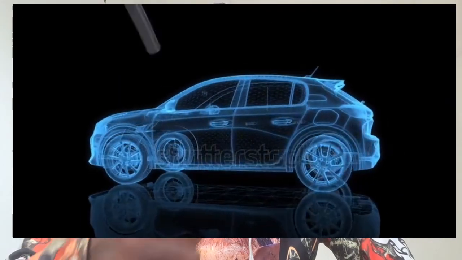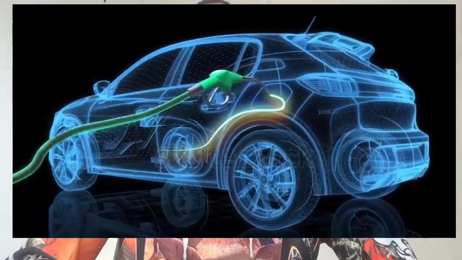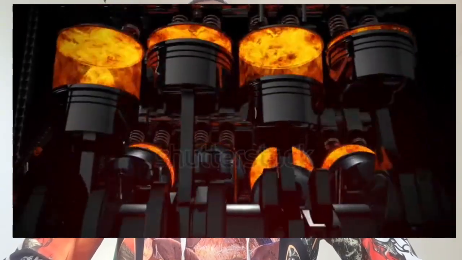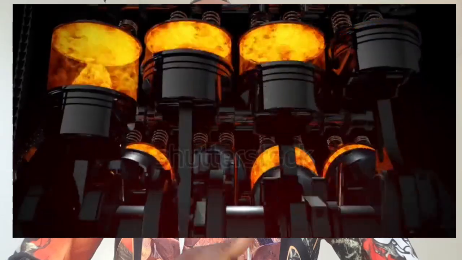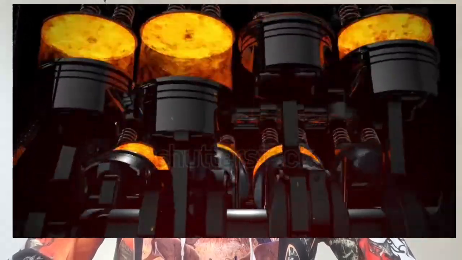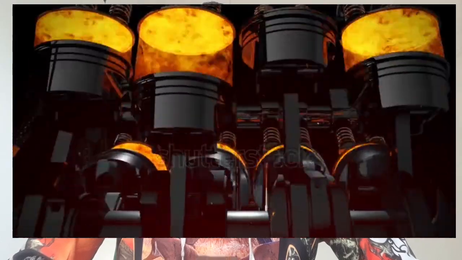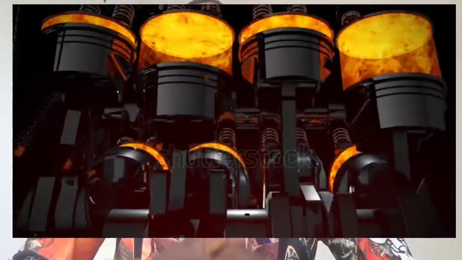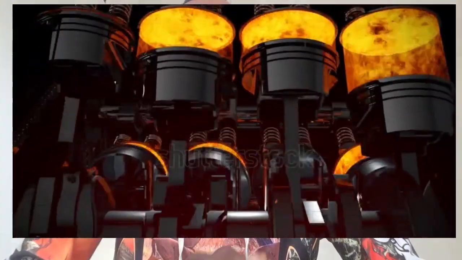Let's start with the car engine first. A car engine is a machine that converts fuel into motion. Most cars use what is called an internal combustion engine. Inside the engine, fuel mixes with air and burns, producing heat. This heat creates high pressure that pushes a piston, and this movement is transferred through a crankshaft to produce motion that moves the car.